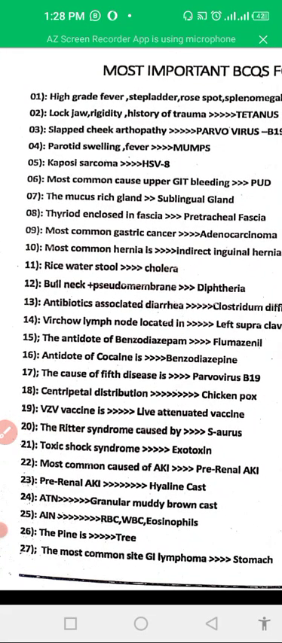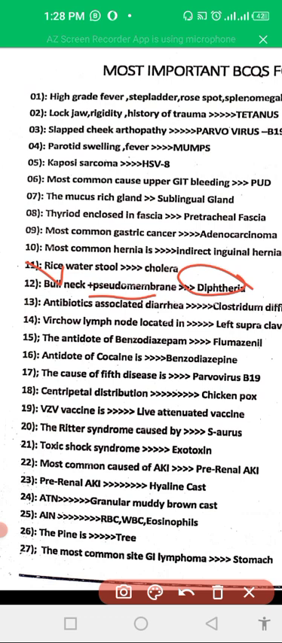And bull neck appearance occurs in diphtheria. Bull neck appearance and pseudomembrane is present in diphtheria. There are different types of diphtheria: diphtheria of eye, conjunctiva, diphtheria of throat, diphtheria of pericardium. Antibiotic associated diarrhea is Clostridium difficile. That's associated with the watery diarrhea.